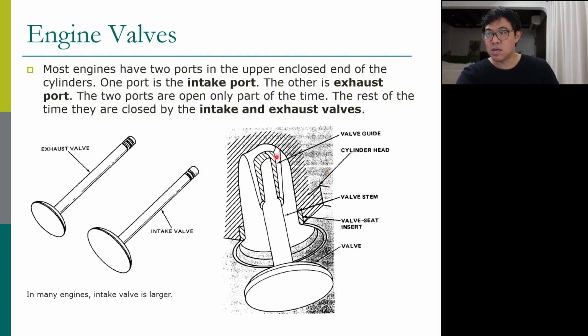So this valve guide is part of the cylinder head. It directs the movement of the valve. And this valve seat seals the combustion chamber when the valve is closed. So how are the valves opened?